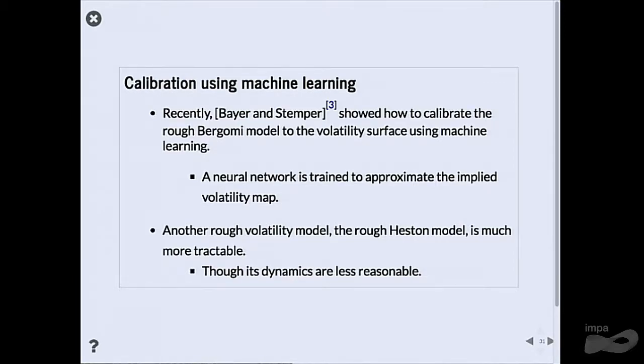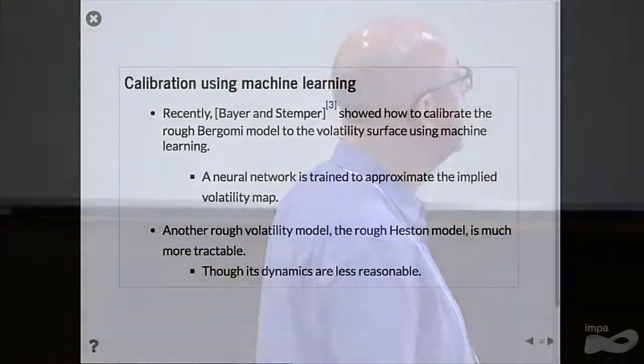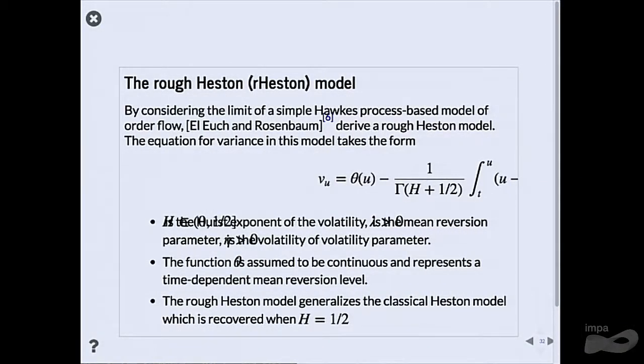Another rough volatility model, the rough Heston model, is much more tractable. It's not only more tractable than the rough Bergomi model, its dynamics are very unreasonable, so we can't have everything. So its dynamics are rather unreasonable, and we don't know how to simulate it, unlike rough Bergomi, but it is super tractable. In fact, it is more tractable than the classical Heston model. Very easy to do computations. So how does this model look?